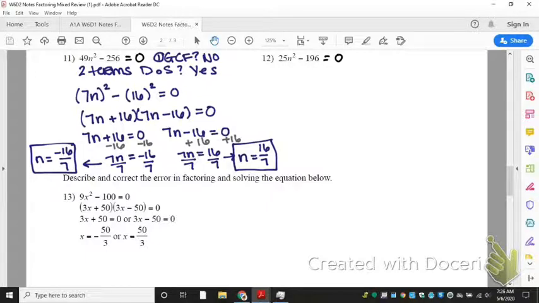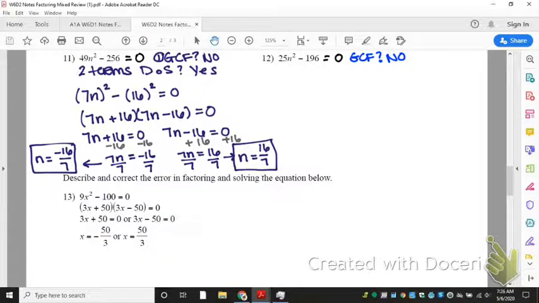Okay, so take a look at number 12 and see if you can find a greatest common factor. In number 12, you have 25n squared minus 196 equals 0. So I'm going to take a look at this guy. Is there a GCF? There is not. 25 is only divisible by 1, 5, and 25, and 196 is only really divisible by 1 in common. So that's not super helpful. We're right back where we started. So nope, sorry. How many terms do we have? We have 2 terms.